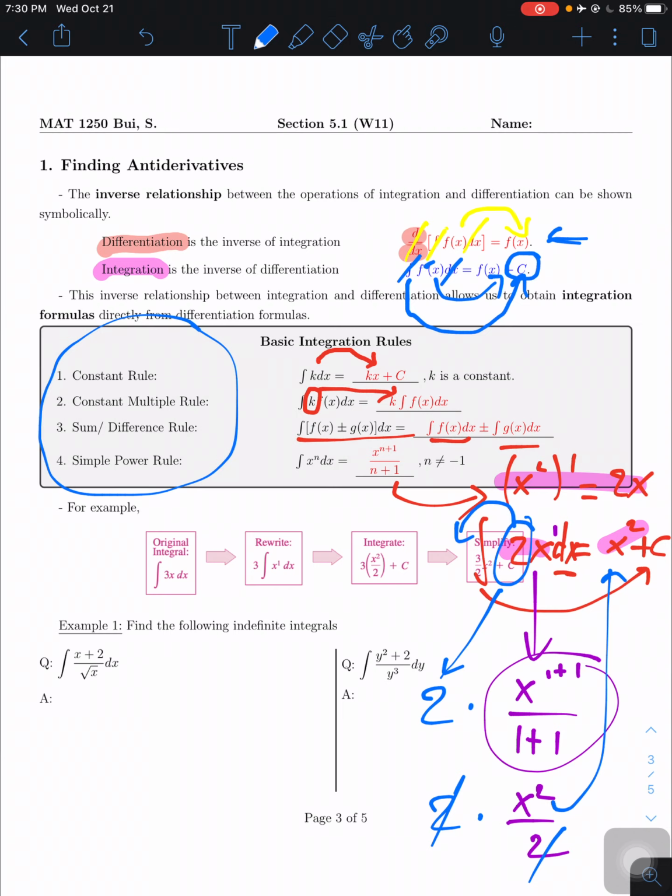I used to mix them up all the time, so make sure you don't make the same mistake. In general, if you have some power on x, make sure you add 1 to that power to create a new power, and you divide by the same number that you get for that new power.